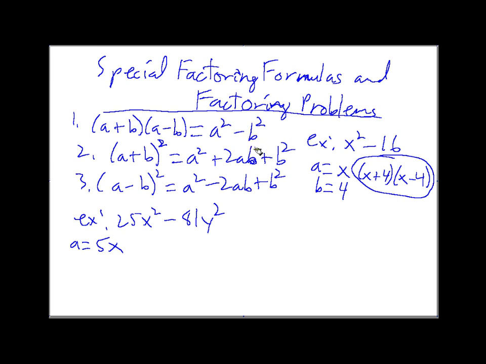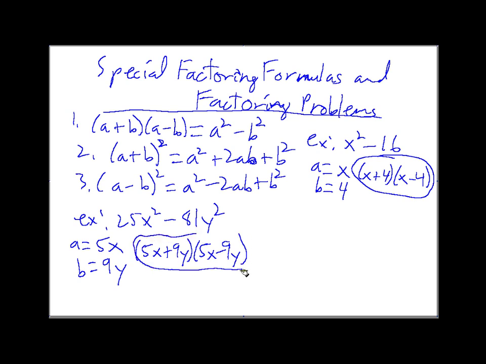If b squared is going to be 81y squared, clearly you can see that b is going to be 9y. Again, hopefully we can come up with that without too much difficulty. But again, the formula says what? A plus b, a minus b are the factors for that. So this is going to be a plus b, or 5x plus 9y, and a minus b, 5x minus 9y. And that's it. So you simply write the answer down once you see the formula can be applied.